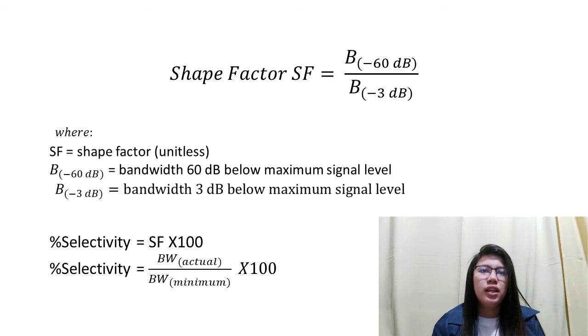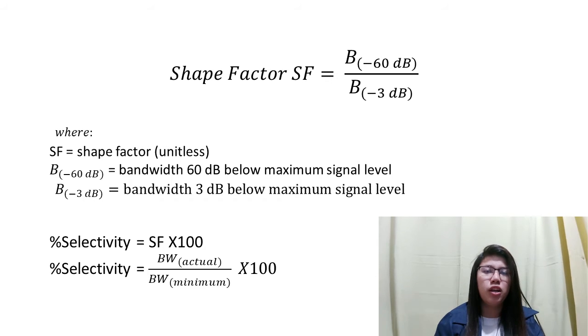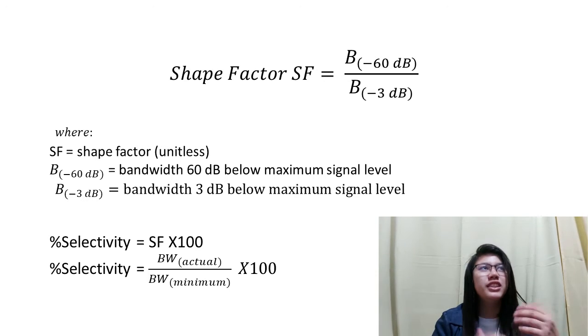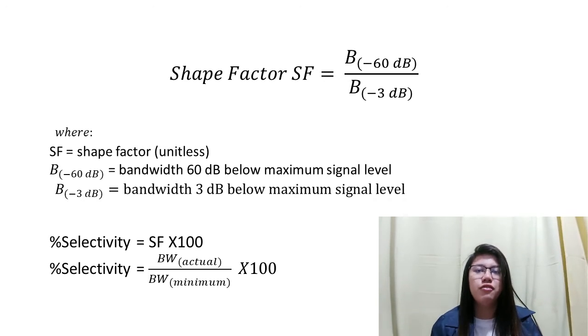Ideally, the bandwidth at the 3 decibel and 60 decibel points would be equal and the shape factor would be equal to 1. This value, of course, is impossible to achieve in a practical circuit. A typical AM broadcast band radio receiver might have a 3 decibel bandwidth of 10 kHz and 60 decibel bandwidth of 20 kHz, giving a shape factor of 2. More expensive and sophisticated satellite, microwave, and two-way radio receivers have shape factors closer to the ideal value of 1.